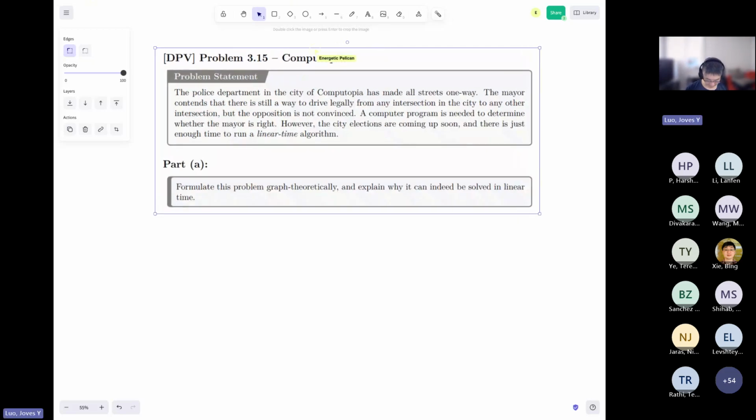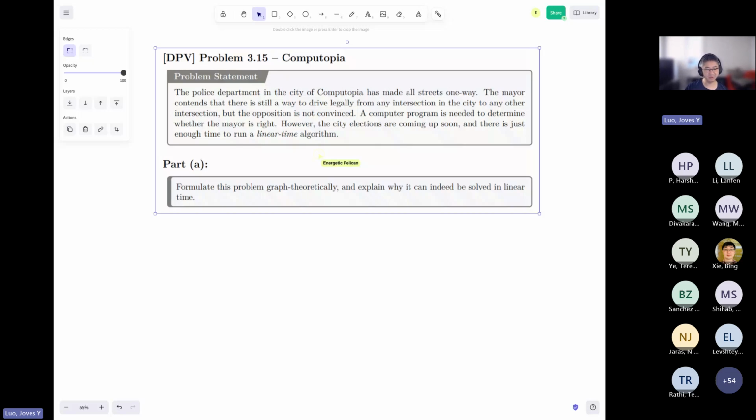The police department in the city of Computopia has made all streets one way for whatever reason. The mayor contends that there is still a way to drive legally from any intersection in the city to any other intersection, but the opposition is not convinced. A computer program is needed to determine whether the mayor is right. However, the city elections are coming up soon, and there is just enough time to run a linear time algorithm. So silly, such a silly way to phrase a question.